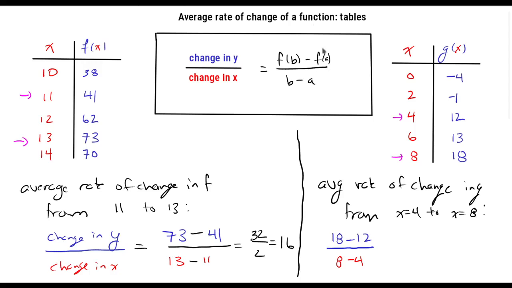8 minus 4, and then we simplify. 18 minus 12 is 6, 8 minus 4 is 4. We've got 6/4, that's the same thing as 1.5 or 3/2 if you prefer. So on average, as x goes up by 1, g of x goes up by 1.5 units.